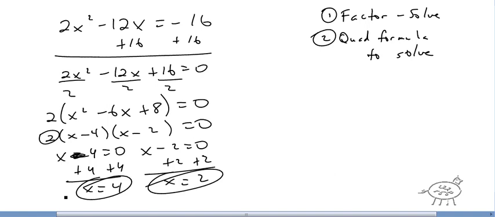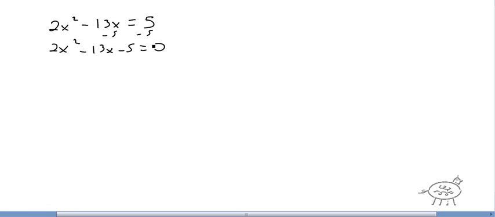So, again, let's say I get a problem like this: 2x squared minus 13x equals 5. Okay, well, we're going to move it over. So let's see, we're subtracting 5 from both sides. So 2x squared minus 13x minus 5 equals 0.